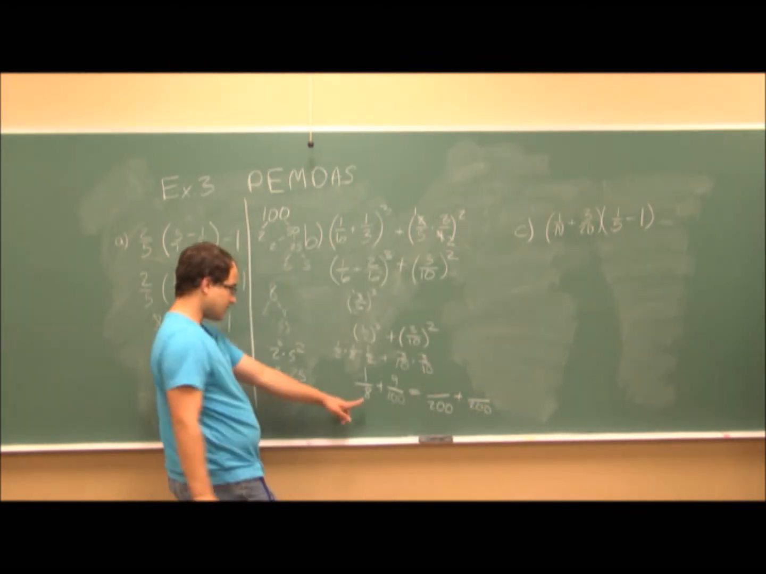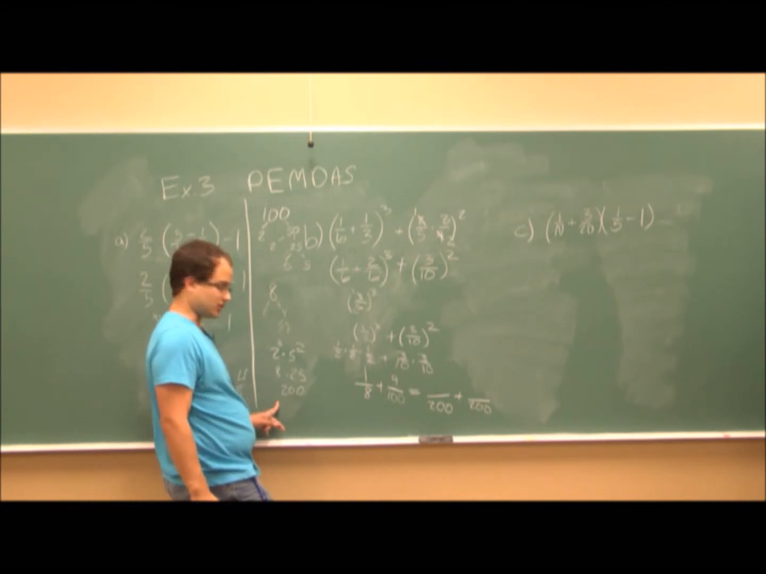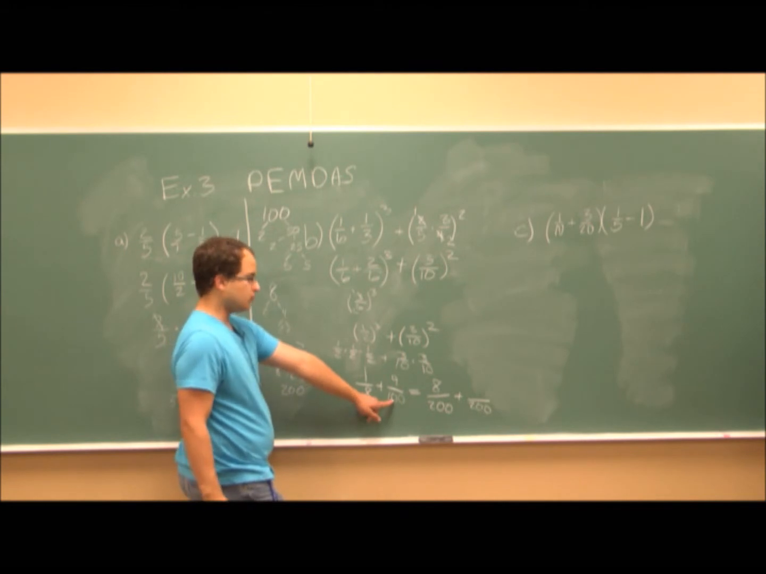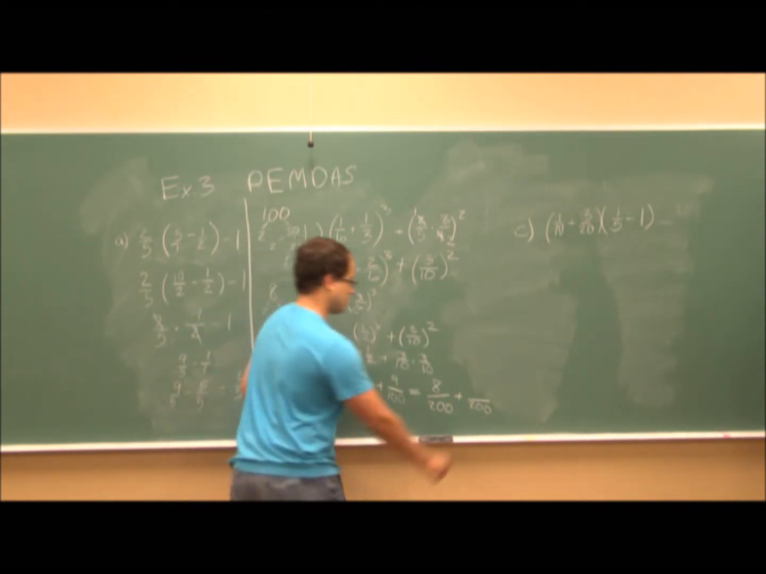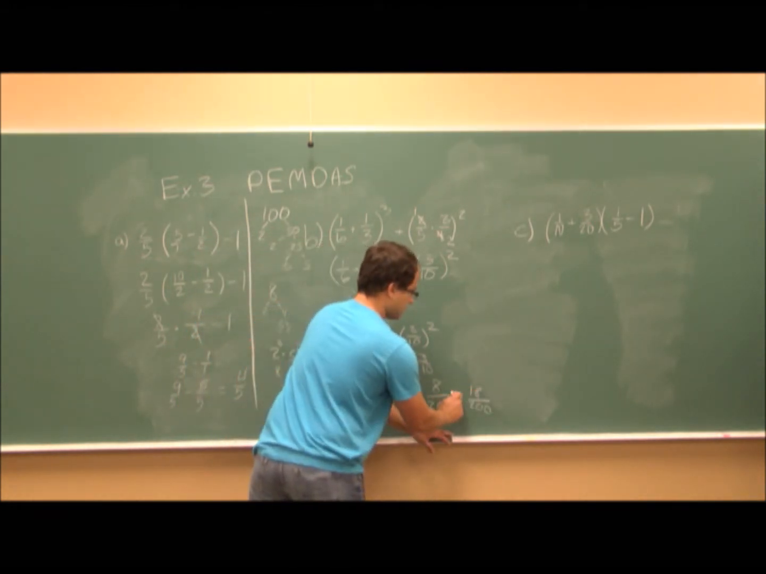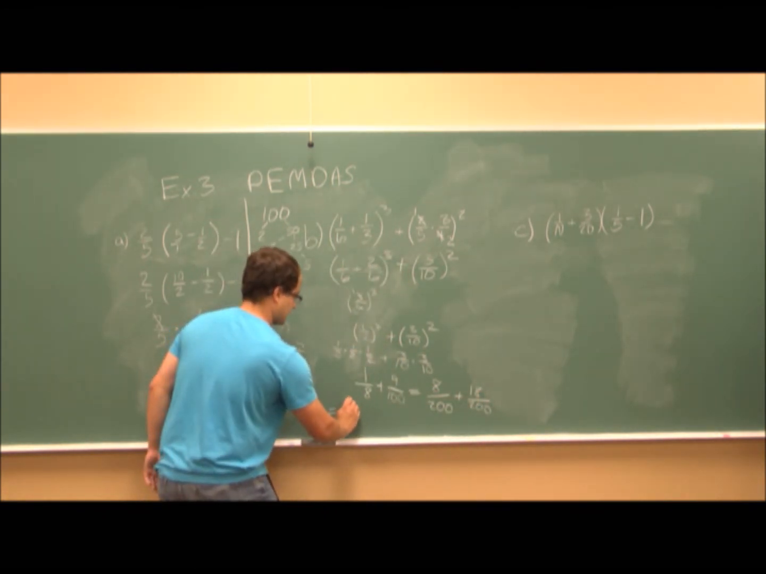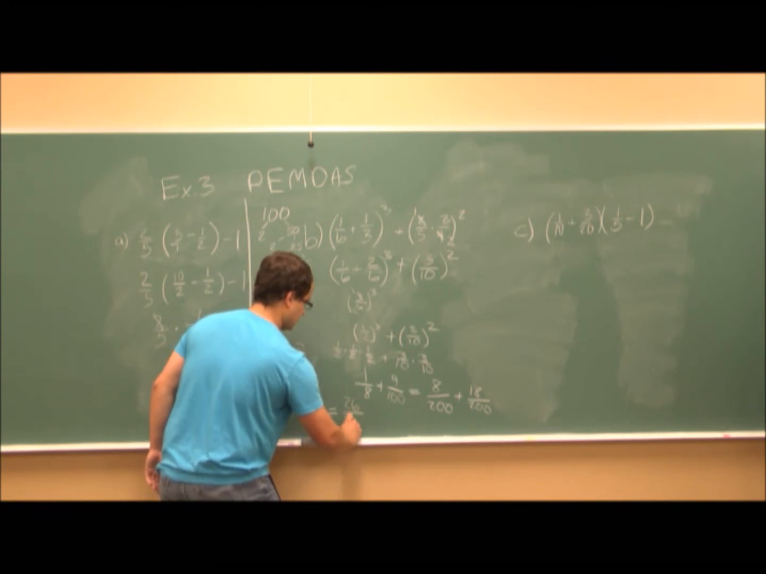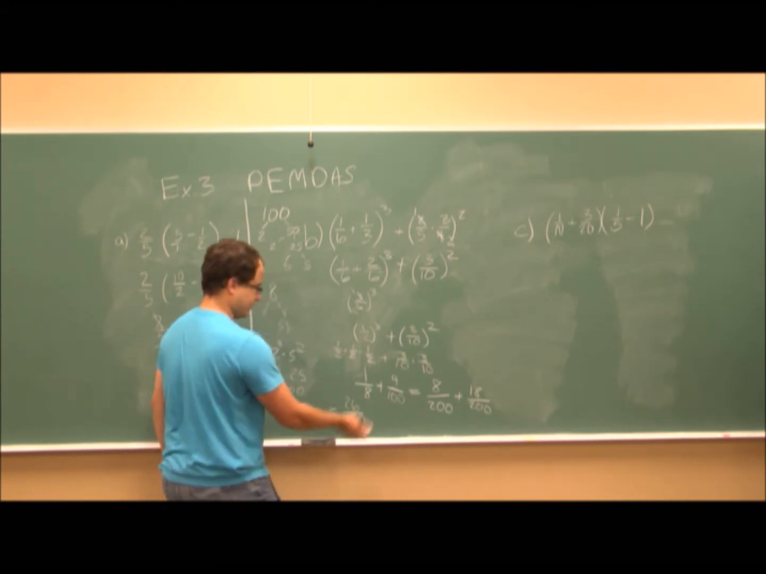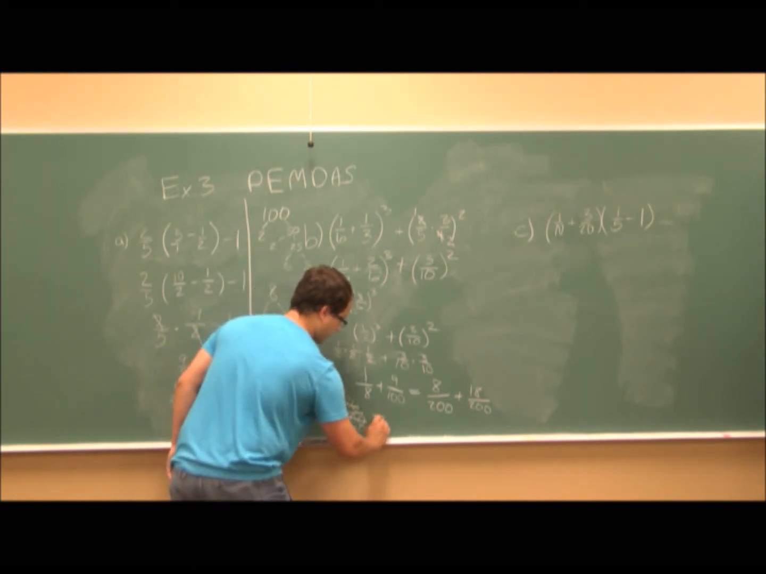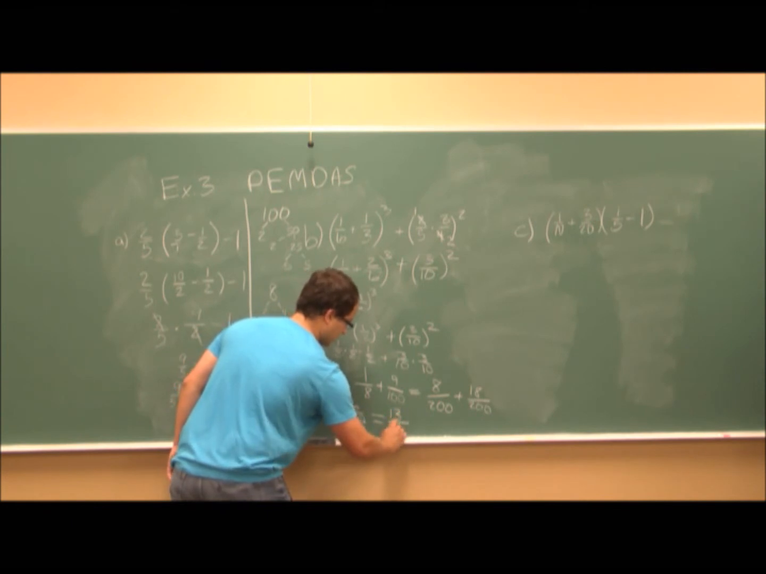Well, as I just said, 8 times 25 was 200, so 1 times 8 is 8. 2 times 100 is 200, so 9 times 2 is 18. 8 plus 18 is 26 over 200. Can reduce it by 2 to get 13 and 100. So our final answer is 13 over 100.